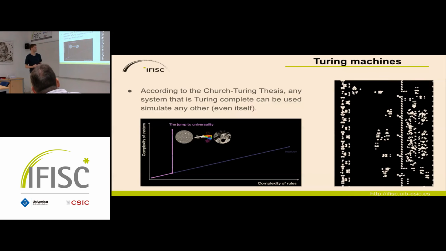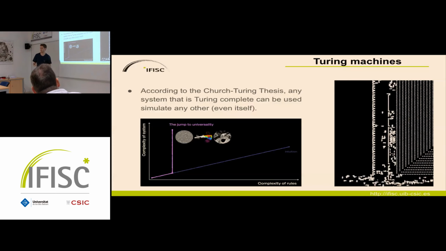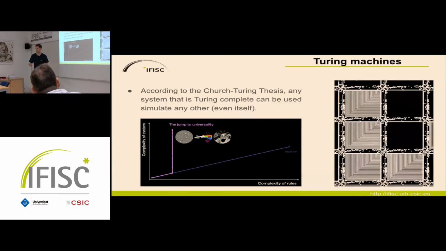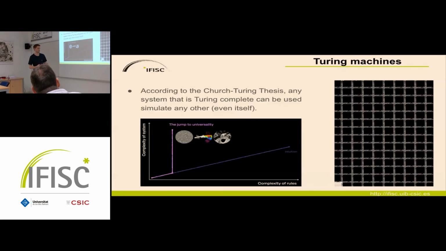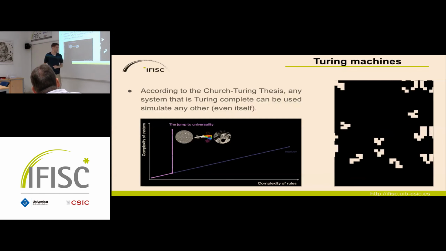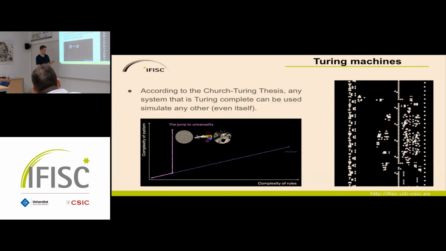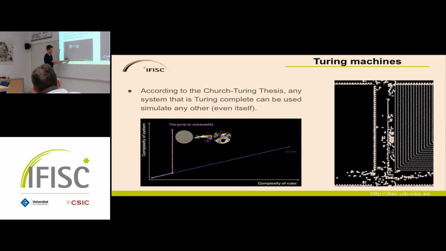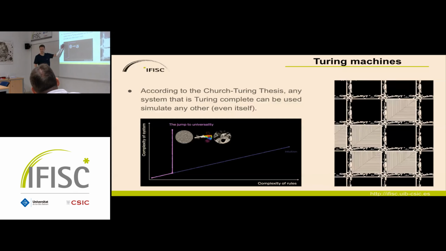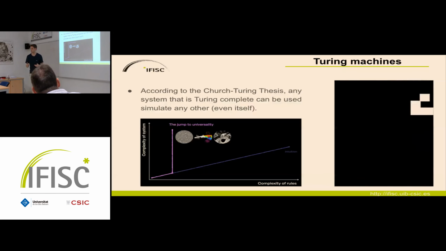There is the Church-Turing thesis that says that anything that is Turing complete can simulate any other thing that is also Turing complete, including itself. Okay, so from very simple rules, we can essentially simulate any other thing. We don't care. Once we have simple rules, the complexity of the system is maximal in some universal sense, right?